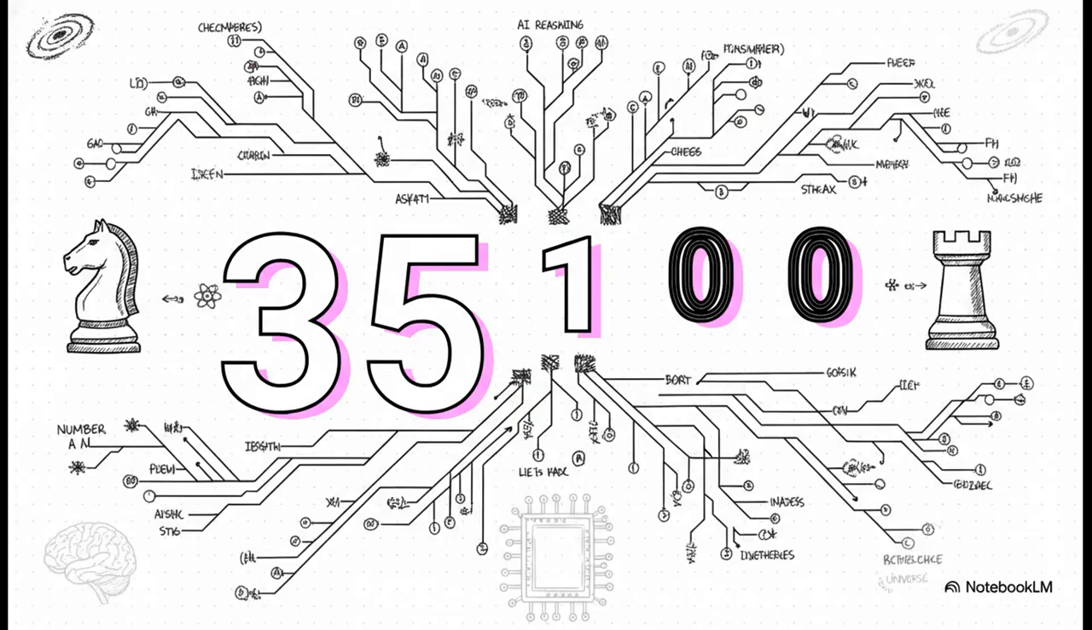Just to give you a sense of scale, let's talk about chess. The average number of possible moves from any position, we call that the branching factor, is about 35. And an average game lasts about 100 moves. So the number of possible game states is 35 to the power of 100. I mean, that number is so unbelievably vast, it makes the number of atoms in the entire known universe look tiny. Brute force is, well, it's just not an option.